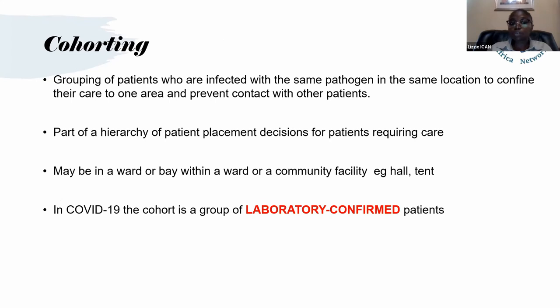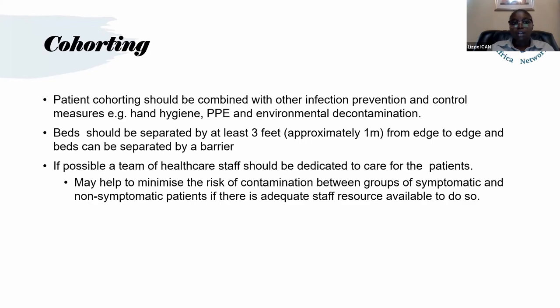And this is actually part of a hierarchy of patient placement decisions for patients requiring care. You can cohort in a ward or in a bay within a ward or in a community facility, for example, in a hall or a tent. It's actually conducive for you to cohort. And in COVID-19, the cohort is a group of lab confirmed patients. Cohorting on its own is not sufficient.